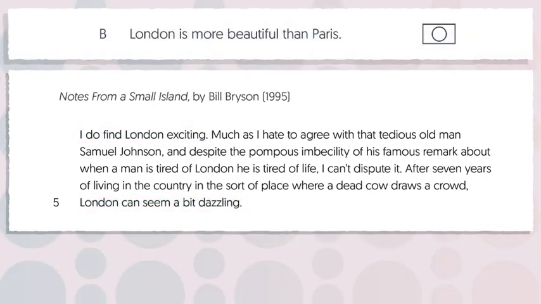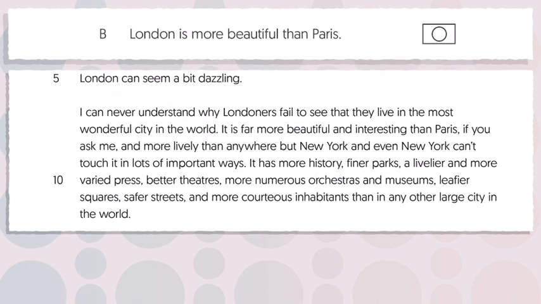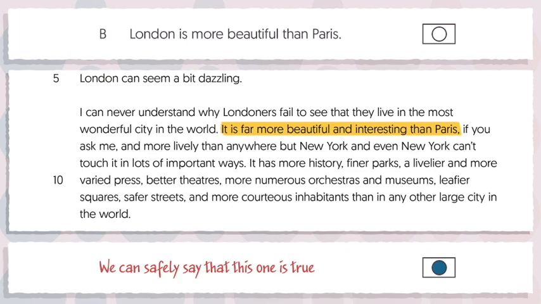Statement B reads, London is more beautiful than Paris. So again, let's have a look at the source. The second paragraph of the section you've been told to take the answers from reads, It is far more beautiful and interesting than Paris. So we can safely say that unlike Statement A, this one is true.